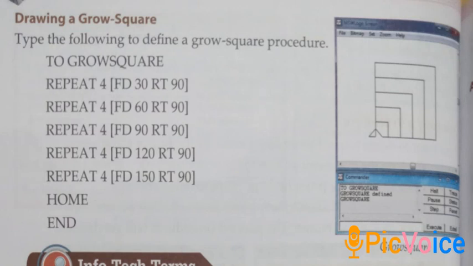Page number 88. Drawing a grow square. Type the following to define a grow square procedure. To grow a square, repeat 4 [FD 30 RT 90], repeat 4 [FD 60 RT 90], repeat 4 [FD 90 RT 90], repeat 4 [FD 120 RT 90], repeat 4 [FD 150 RT 90], home and end.